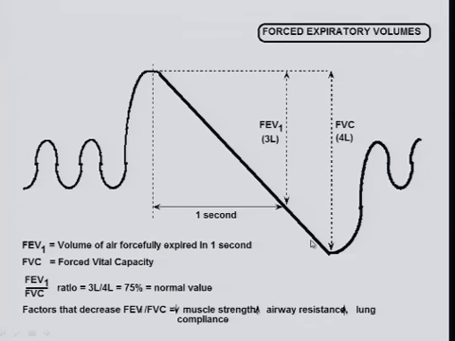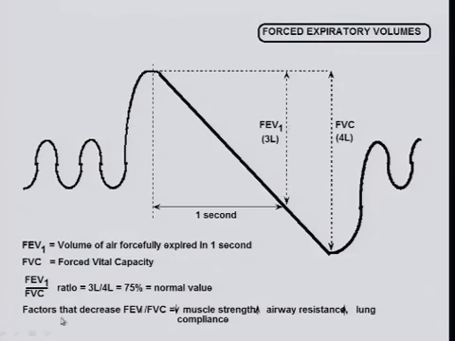Now, we've talked about those volumes. Now, if you look at this ratio of FEV1 over forced vital capacity, under normal conditions with a normal healthy person, it's about 3 liters to 4 liters, or 75%. In other words, you can exhale 75% of the air in your lungs in 1 second under normal conditions if you're healthy. Okay, so now we're going to talk about how this can change.